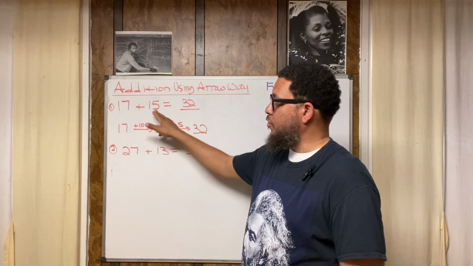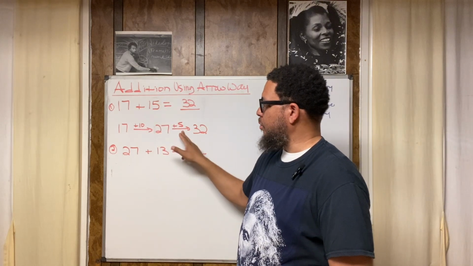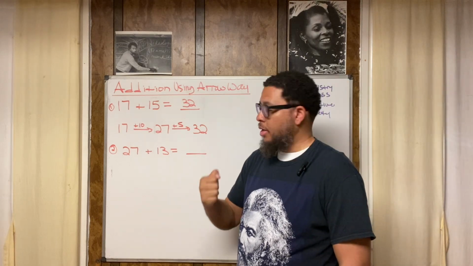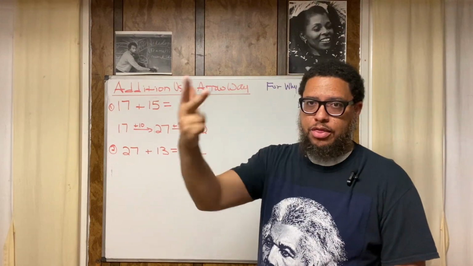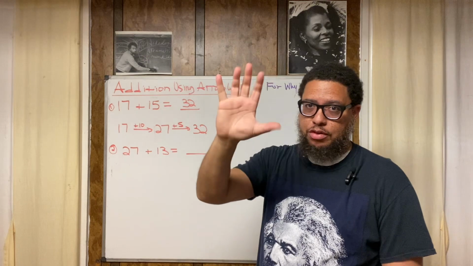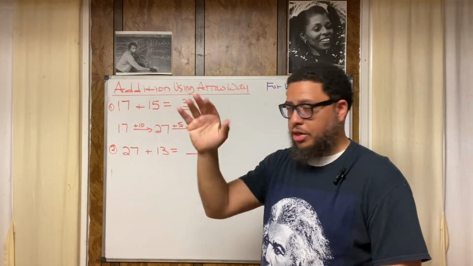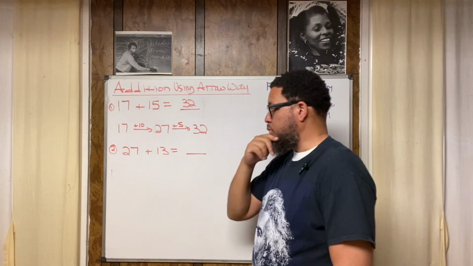Now what's left? I got the 5. I got to add the 5. What's 27 plus 5? So what you could do is this. We can count on from 27, right? 28, 29, 30, 31, 32. That's 5. See 5 fingers? We end up at 32. That's 5 fingers. That's 32, right? That's one way to do it.